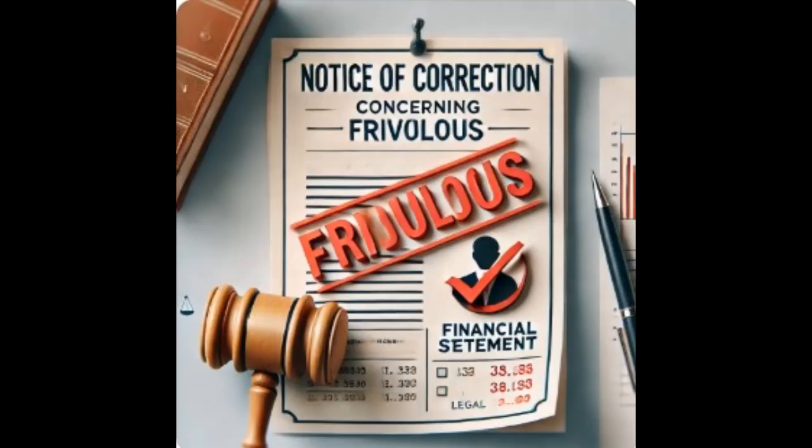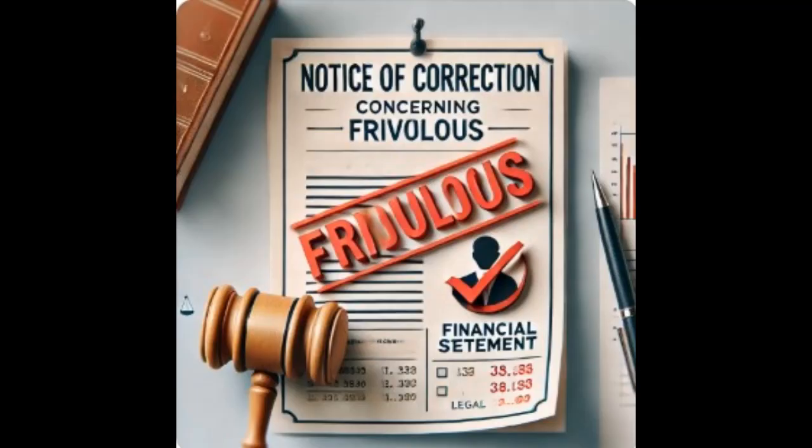2. Issue a formal notice of correction. Clearly state the misclassification and the reasons why the claim is not frivolous. Cite relevant laws, precedents, or regulations that support the validity of the claim. Attach supporting documentation, including prior case law, expert opinions, or statutes.